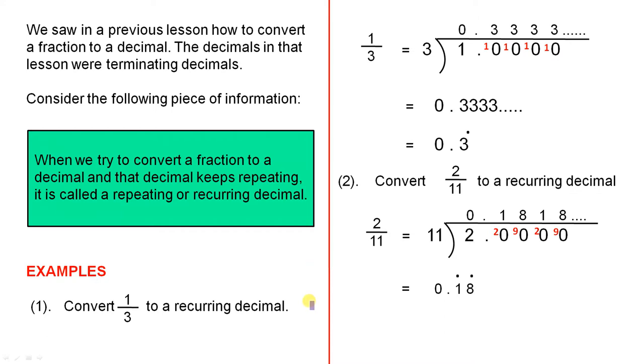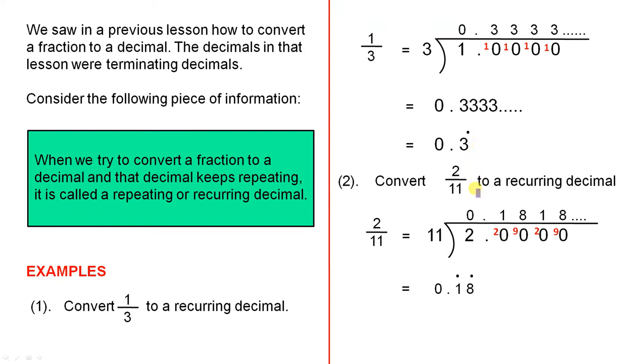Number 1, convert 1 over 3 to a recurring decimal. So we divide 3 into 1, and that's how we set it up. You can write as many zeros as you want, as I said previously. 3 into 1 goes 0 with 1 left over. 3 into 10 goes 3 times with 1 left over. And that sequence continues on. So we have this situation, the 3's keep continuing, and the short way of writing it is you write 0.3 with a little dot on top of the 3, and that tells you the 3 keeps continuing, so that is a recurring or repeating decimal.